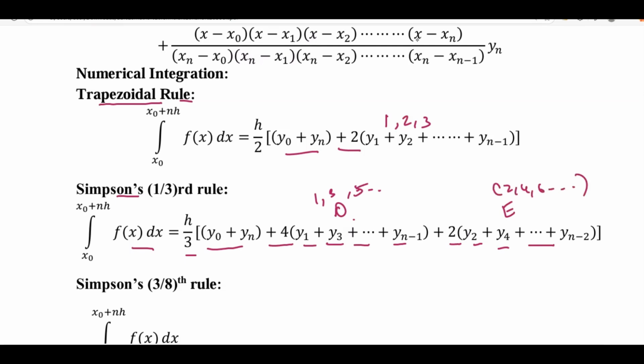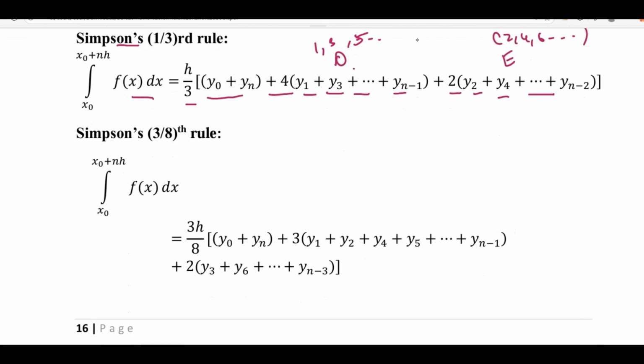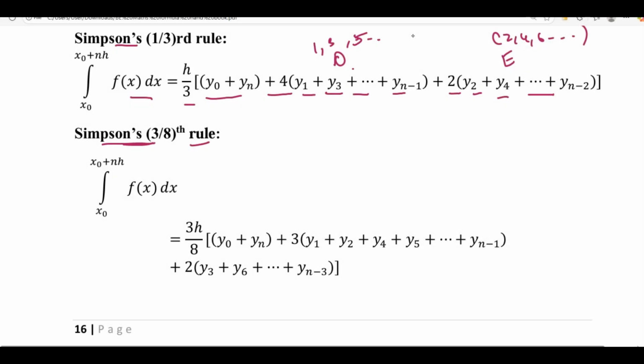So next is Simpson's 3 by 8 rule. The 3 by 8 rule says the integral from x naught to x naught plus nh of f of x dx will be 3h by 8 times y naught plus yn, plus 3 into the continuous terms 1, 2, 4, 5 and goes on. Then plus 2 into y3, y6, sorry, it will be 3 into y1 plus y2 and so on, until y n minus 3. So it will be multiples of 3 you will be taking.